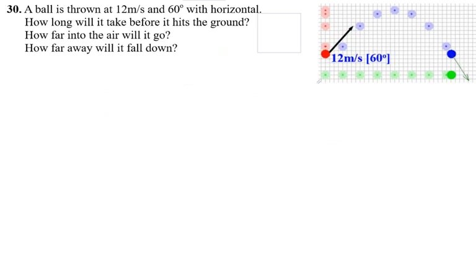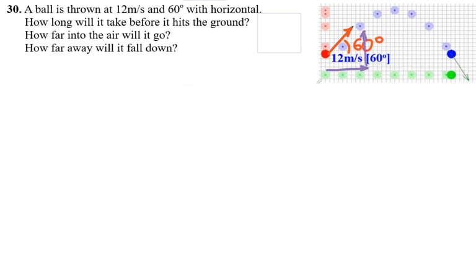Here's another question we should look at. A ball is thrown at 12 meters per second, so initial velocity here is 12 meters per second, and the angle with the horizontal is 60 degrees. So the angle is 60 degrees. And we want to find out how high will it go and how far will it land. So for this, I need the horizontal component of the vector and the vertical component of the vector.